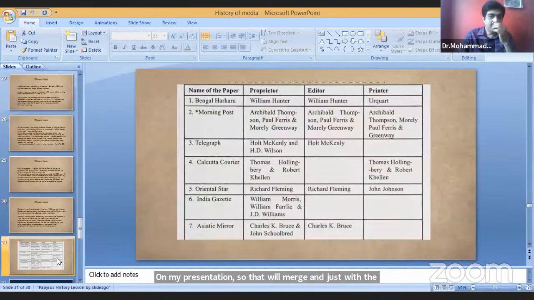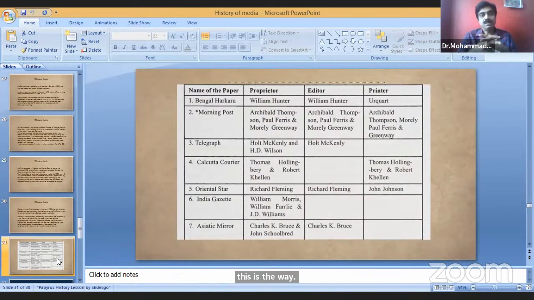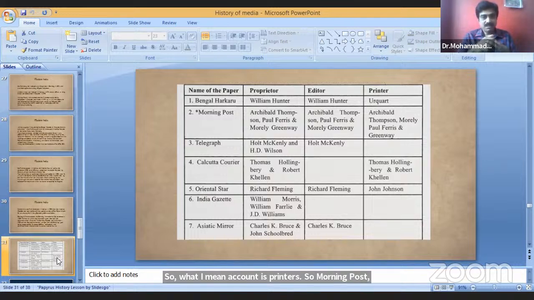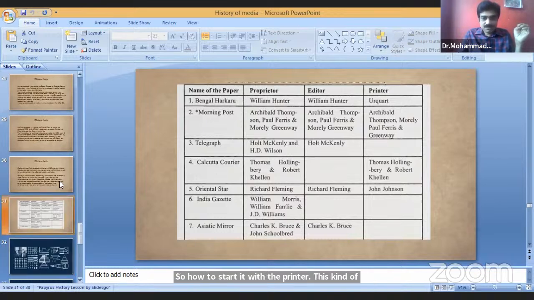This is the way the earlier newspapers were run, with the main editor restricted. In the Bengal Herald, William Hunter was the editor and also the printer. Then there were the Morning Post, the Telegraph, the Calcutta Courier, the Oriental Star, the Indian Gazette and the Asiatic Mirror. These are the persons who were the owner, the editor, and the printer, and how each started. We can learn this kind of information from your book as well.